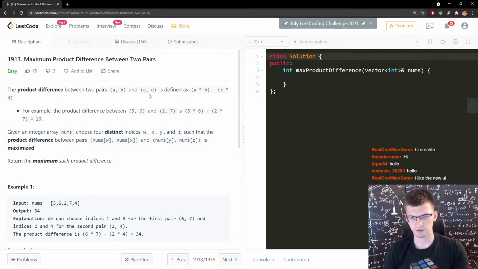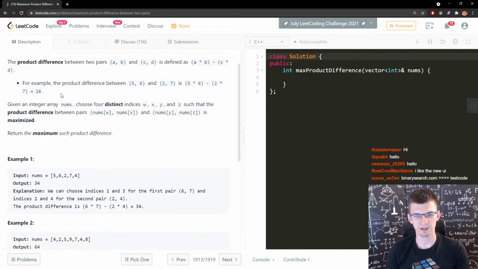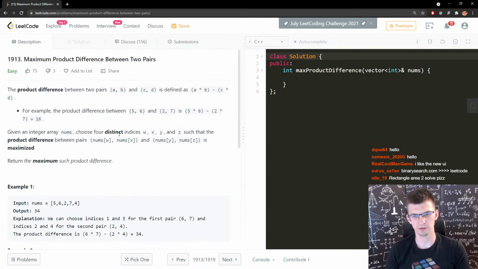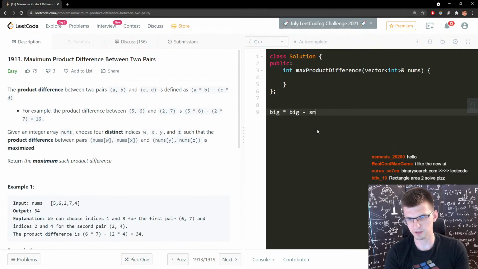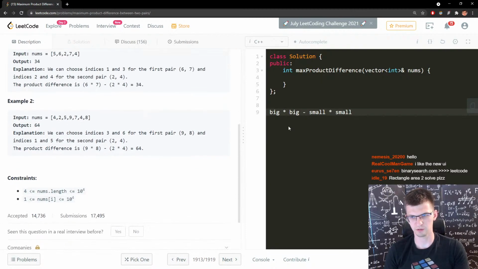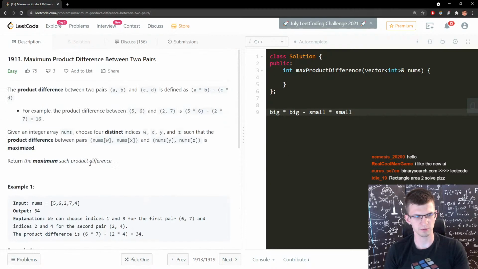So what? Warm-up problem? Product difference is difference of products. We need to maximize the product difference. I guess that minimizing the difference will be more difficult. But if we want to maximize the difference, then you will need to go big times big minus small times small. I even guess that we need to choose two smallest and two biggest.